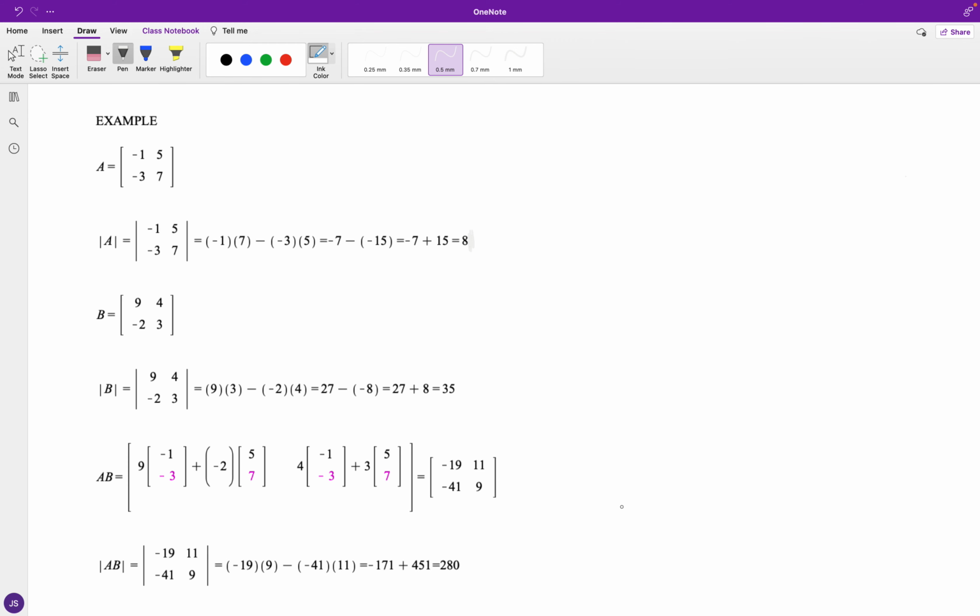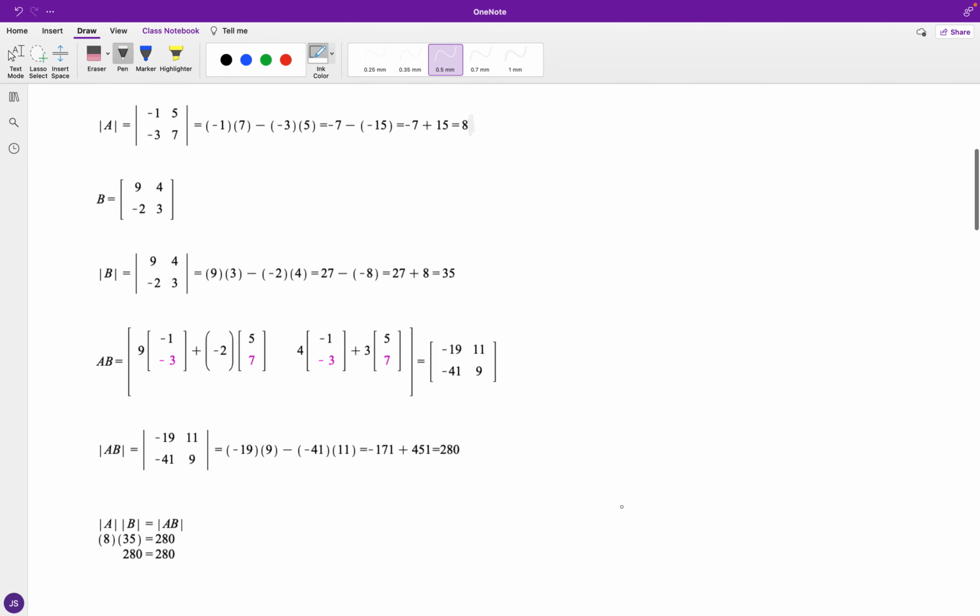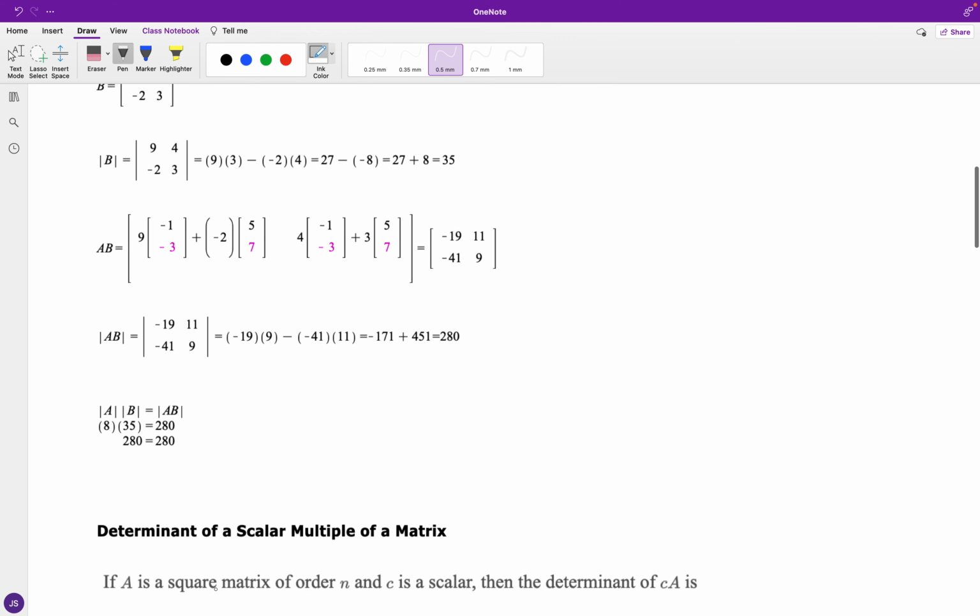This comes out to 280. And again, going back to our rule, the product of the determinants of A and B: you have A with 8, B with 35, and the determinant of the product AB comes out to 280. 8 times 35 is 280, and 280 is equal to 280. So that all balances.